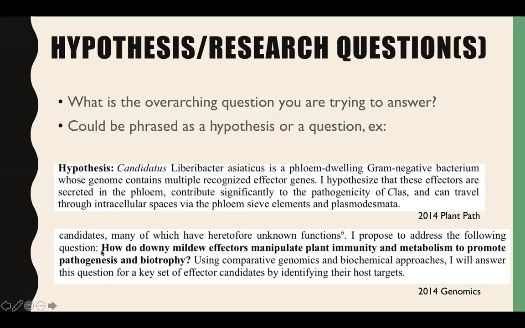And then I have another example here, which was from mine, where my big question was, how do downy mildew effectors manipulate plant immunity and metabolism to promote pathogenesis and biotrophy? And then my aims are going to answer this question. And personally, I like the question method more than the hypothesis, unless your research really lends itself to having a very clear hypothesis, because you don't know what you're going to find out. And so I like having a question and then a hypothesis and an alternate hypothesis to follow up in each aim.